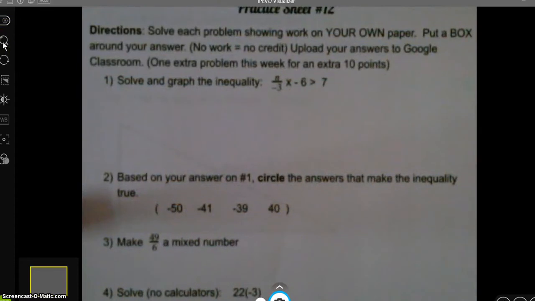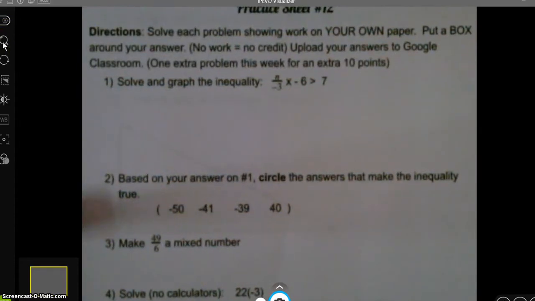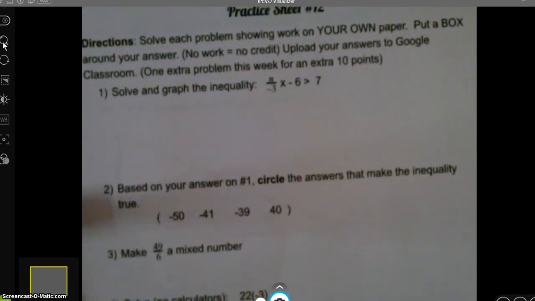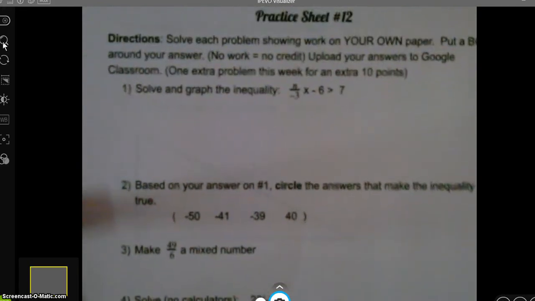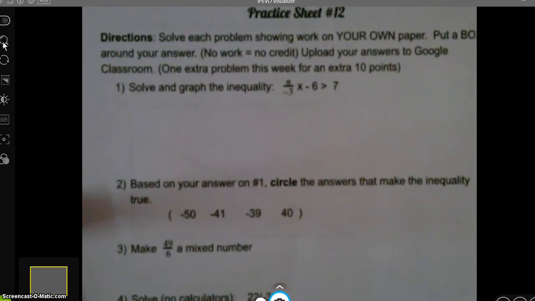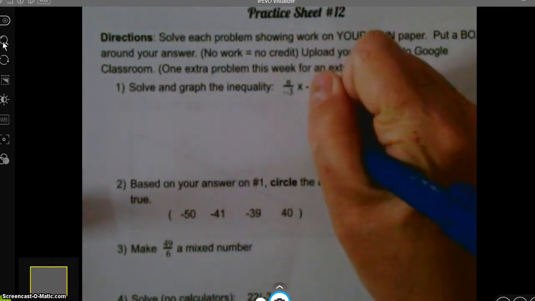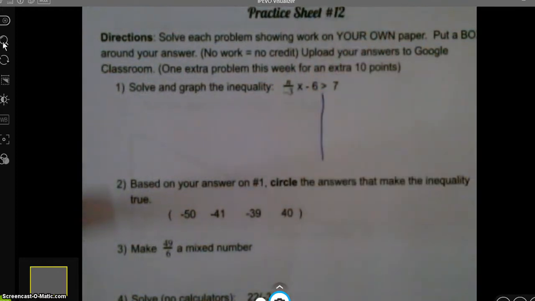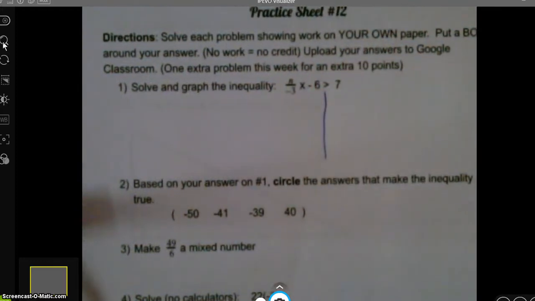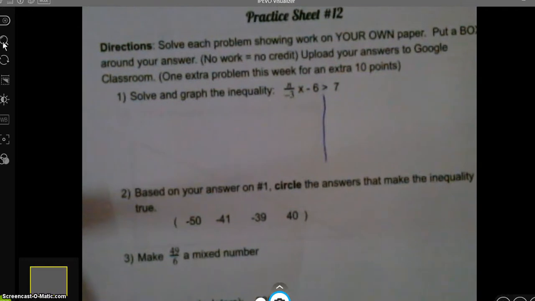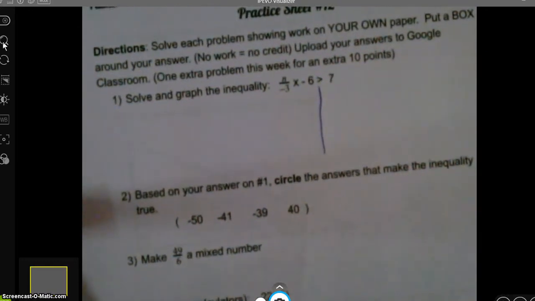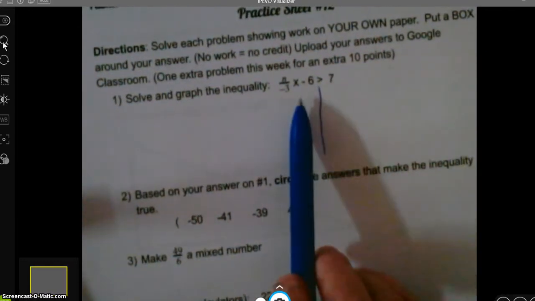Okay guys, we are going to work on practice sheet number 12. So we're going to go on and work on number 1 because it's been a while, so I want to make sure we can do this. So I'm going to go on and draw my line, and just as a reminder, this is an inequality, not an equation. So we want to do that easy step first.